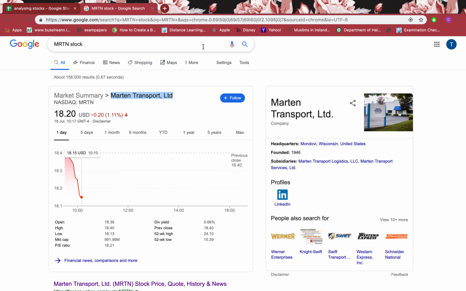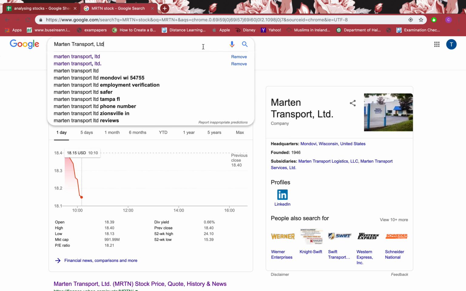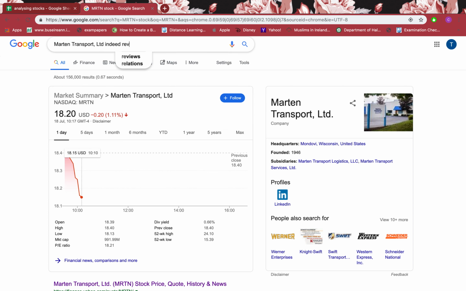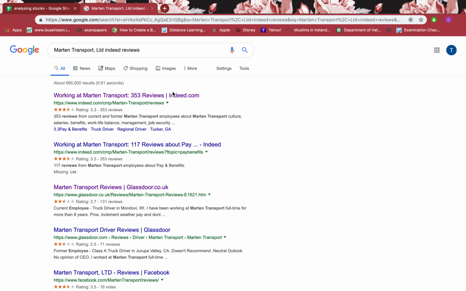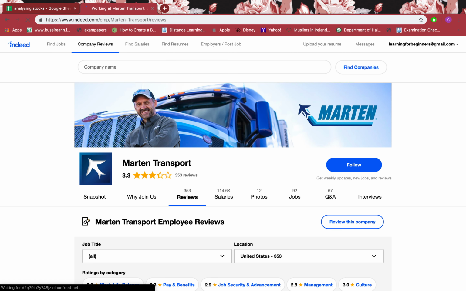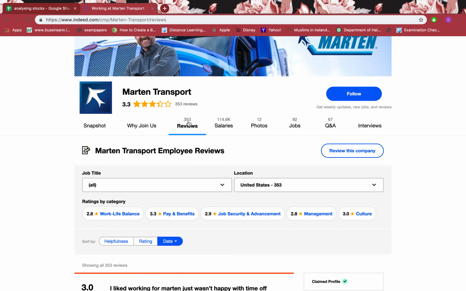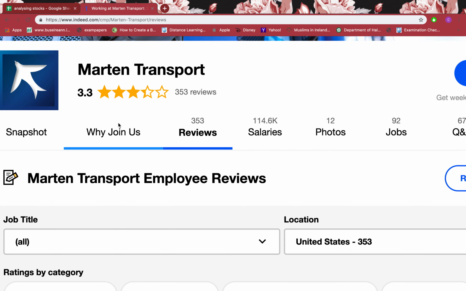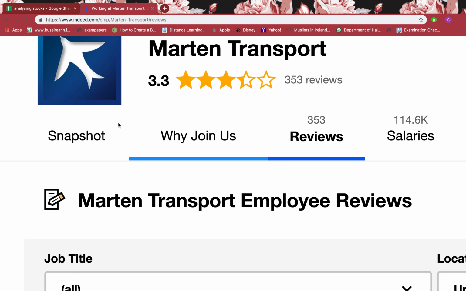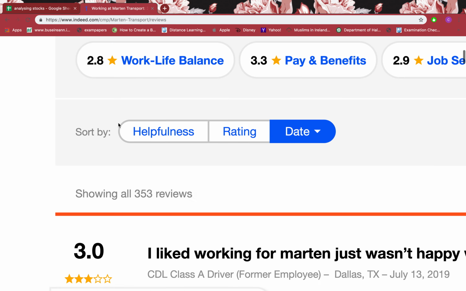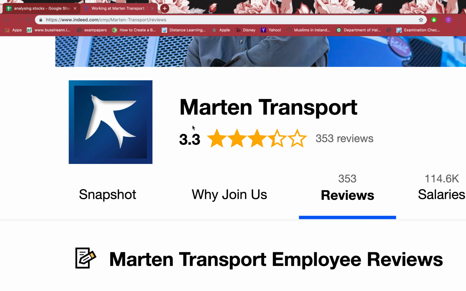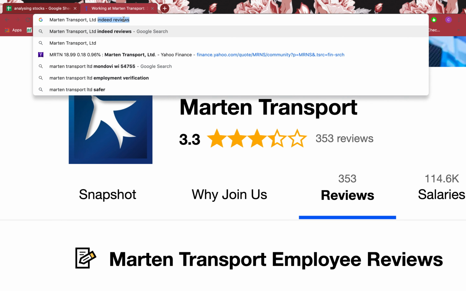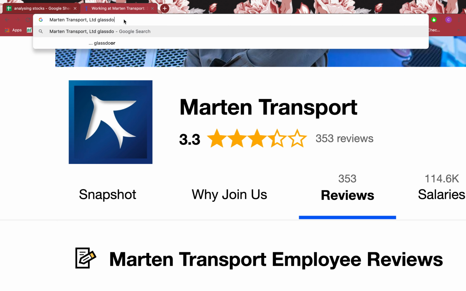I'll copy that and paste that, and I'll write Indeed reviews to see what the employees have to say about it. I can see there are 353 reviews and it's 3.3 stars. You can just go through the reviews yourself and read through what employees like about it. And that's fine. Then you can just see the reviews on Glassdoor.